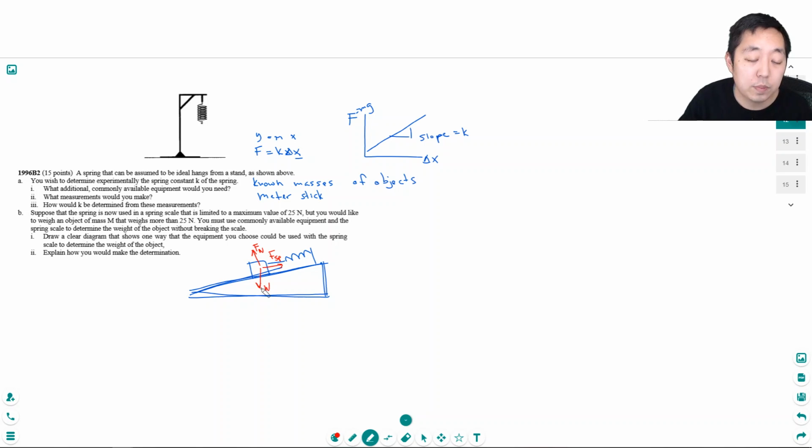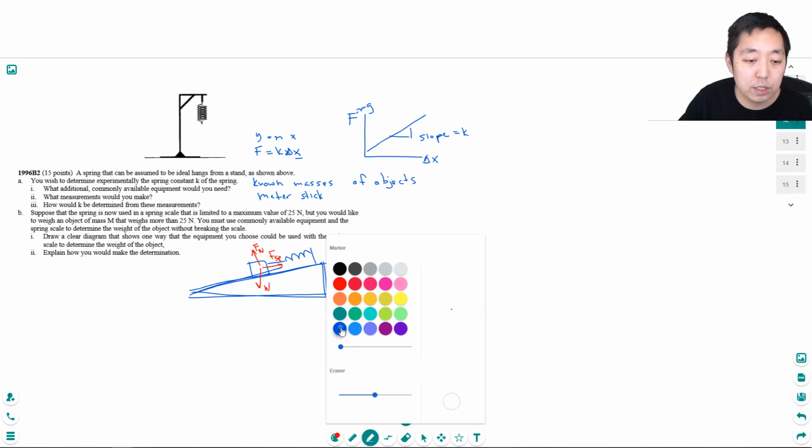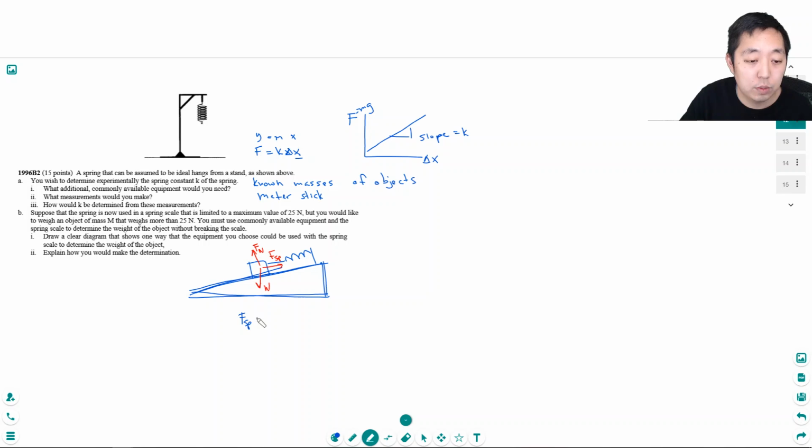And so the spring force would have to equal the component of weight in the same direction along this axis. This is some angle theta, so it would be the weight of the object times sine theta. So the weight I could calculate from the spring force divided by sine theta, where the spring force is what the scale would read. Theta could be known because I could measure this angle specifically. So this is how I would compute the weight of an object.